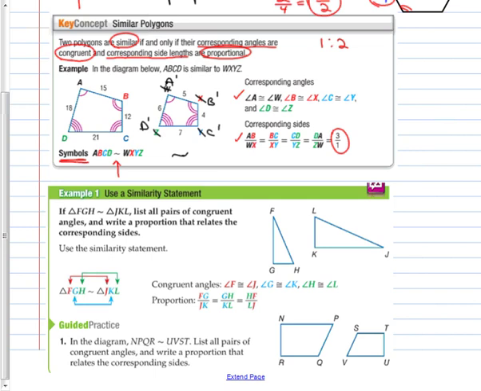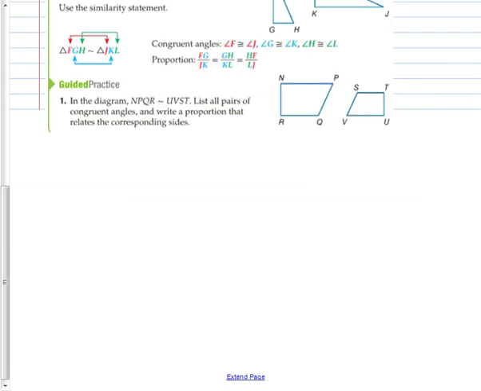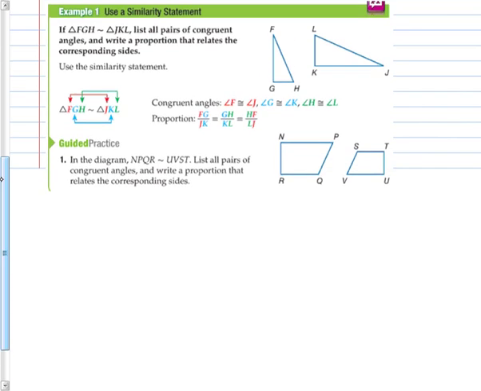That just means another letter. A and A prime are two different letters, but they often have some sort of relationship with each other. So what do we do with this? Well, one of the things we do with it, it says if triangle FGH is similar to triangle JKL, they want us to list all pairs of congruent angles, and then they want us to write a proportion that relates all the corresponding sides. And they want us to use the similarity statement.